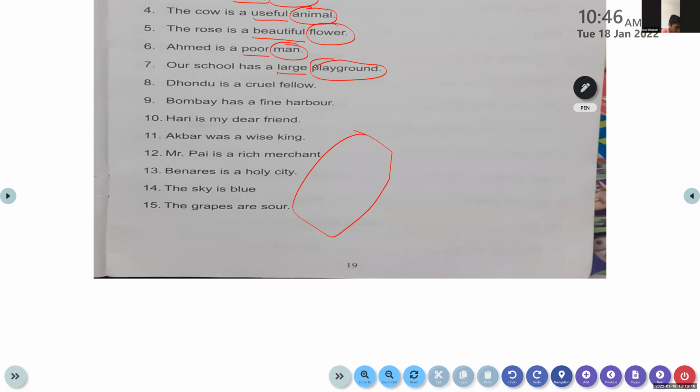Eighth question is "Don't do is a cruel fellow." Be careful, read the question well. When you get a chance, children, please do utilize it at the maximum. Don't do is a cruel fellow. Come on, identify the adjective, my dear Devdaksh.